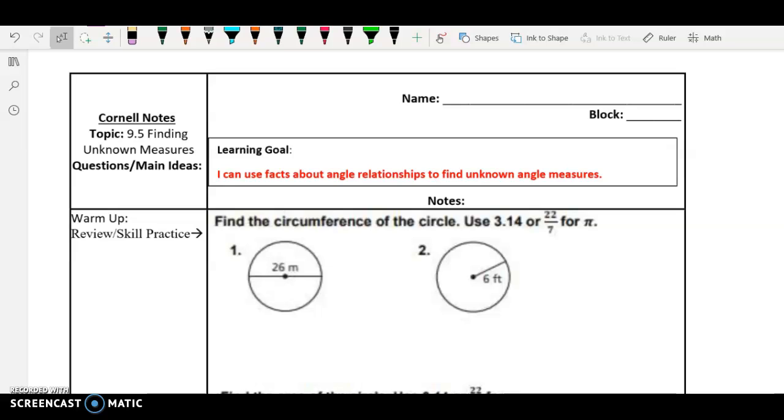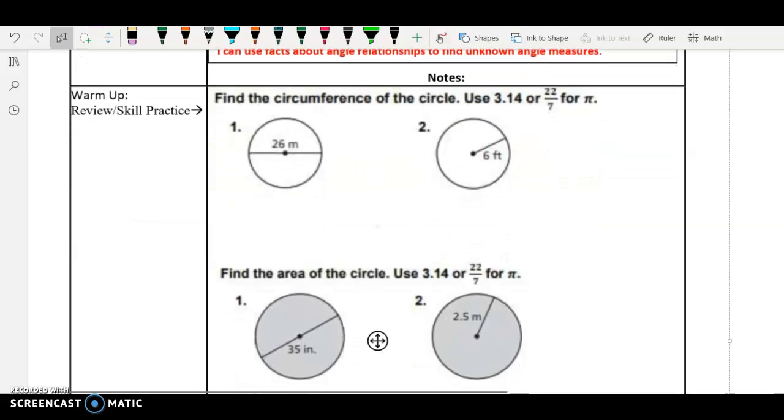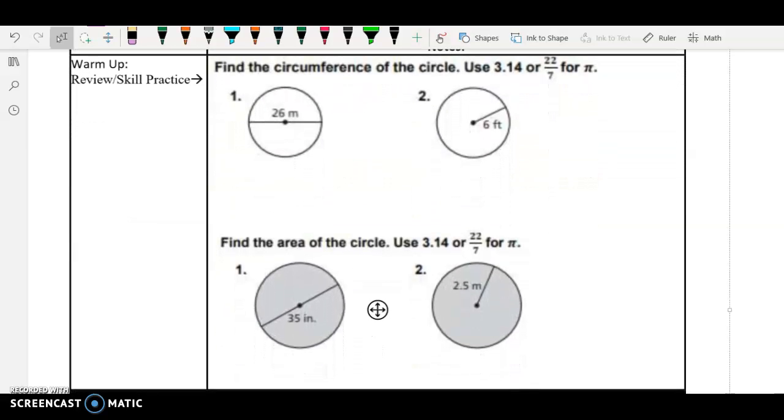So today we're starting 9.5, finding unknown measures. The learning goal is I can use facts about angle relationships to find unknown angle measures. So before we get started, I want you to do the warm-up. You're going to do this on your own, and then you will check your answers with mine.